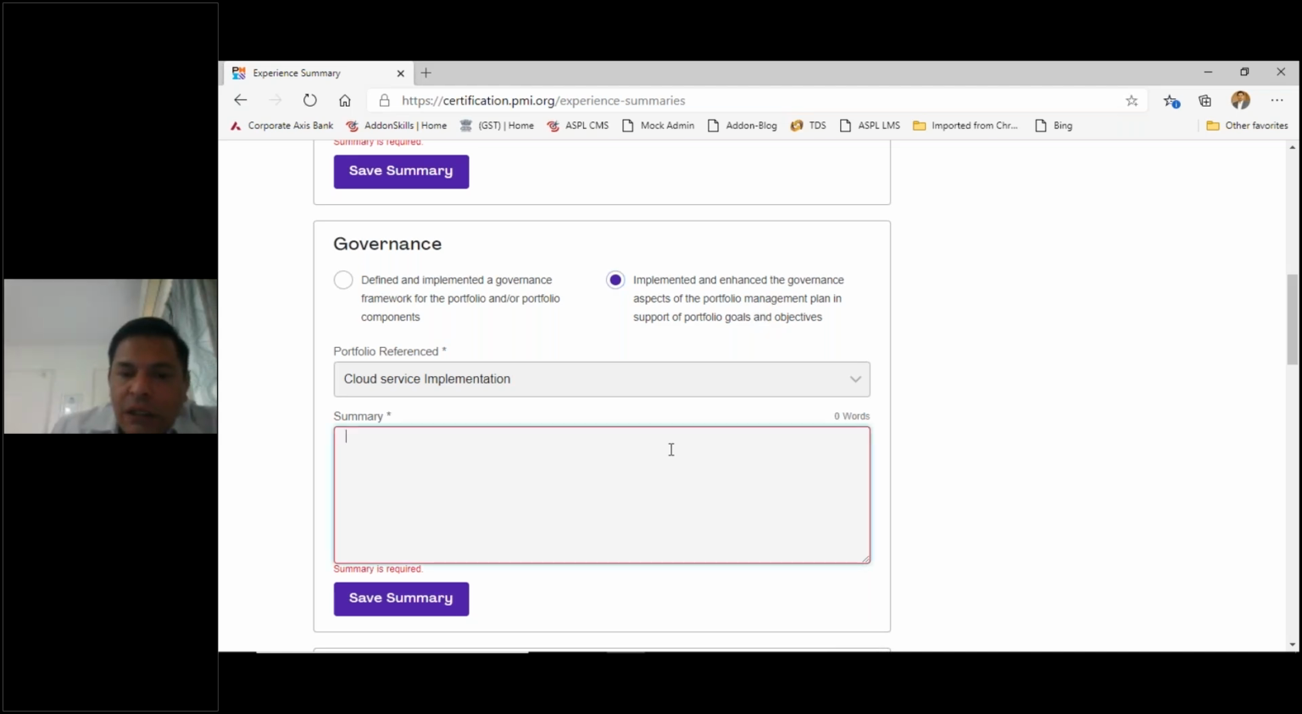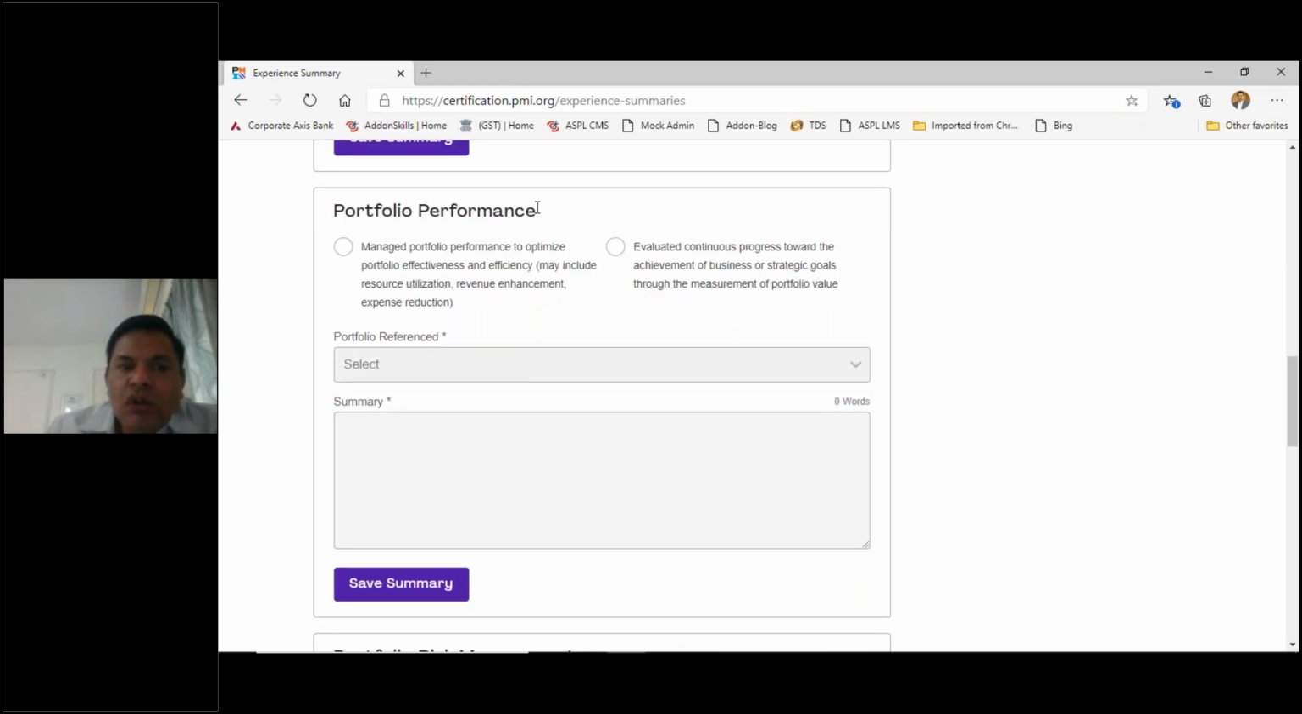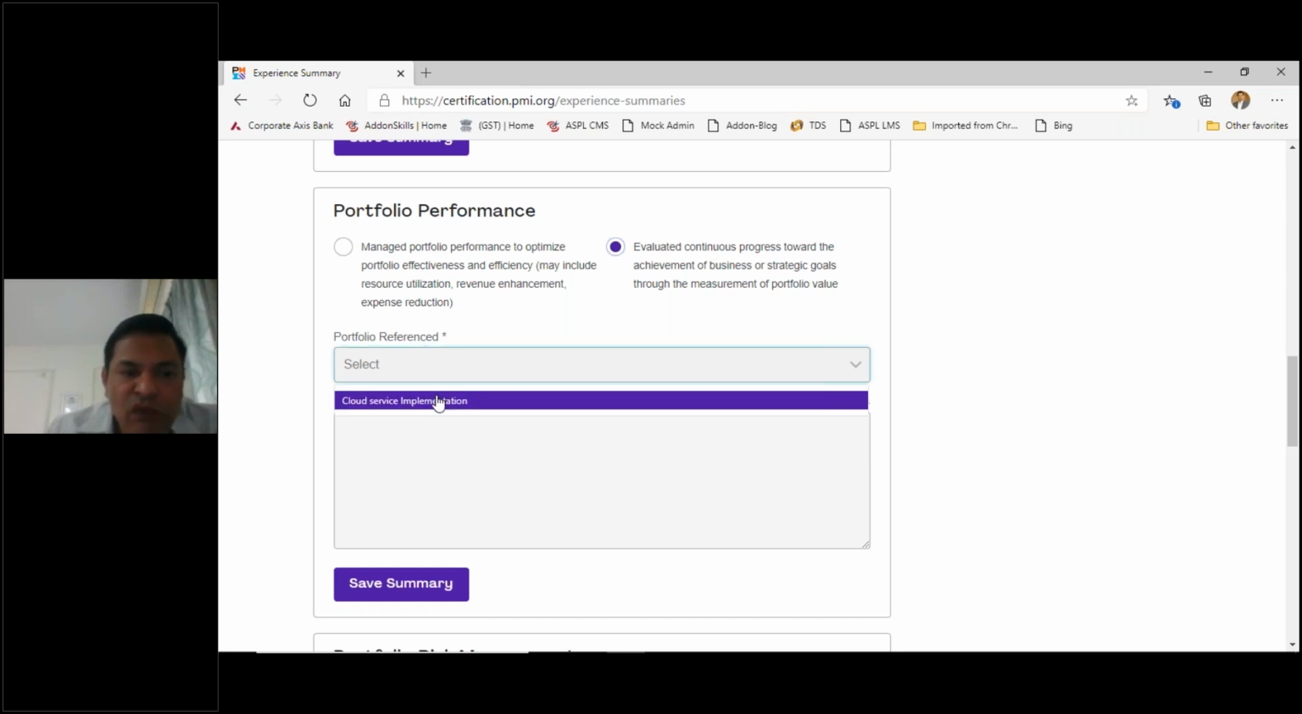Again, this also should be a maximum of 500 words, minimum 300 words. The same thing goes with portfolio performance management. Again, two options are given, and you need to pick one. One more thing I would like to tell you: even if you have more than one portfolio, all the 5 experience summaries can still be aligned to one single portfolio. That will be absolutely fine.